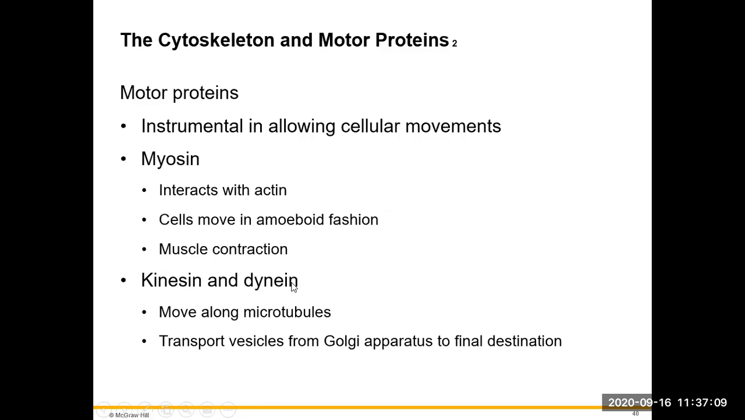Kinesin and dynein, how I remember this is kinesin is like kinetics. You have to move. When you move, you usually move away. And dynein is like dial in, and you are trying to come in. That means kinesin usually moves away from the nucleus to the plasma membrane, whereas dynein comes into the cell, from the plasma membrane to the nucleus. But they both move along the microtubules. Microtubules are the train tracks of the cell. They transport vesicles from the Golgi apparatus to the final destination. That's what they do.